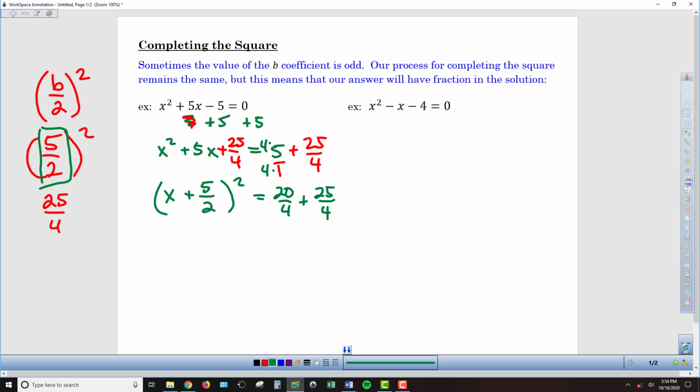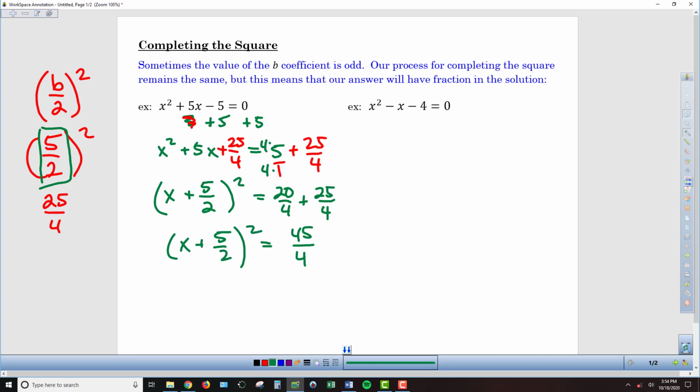So now on this other side, I'm going to just add these two fractions. Now remember, when we add fractions, the 4 stays the same in the denominator. It's just the numerators that we're going to add. So 20 plus 25 makes 45. Over here we still have x plus 5 halves squared.